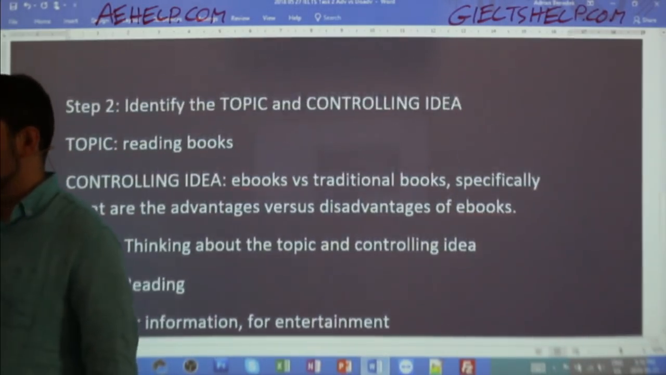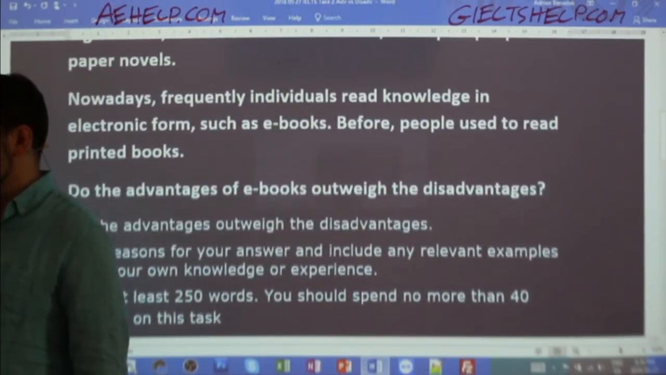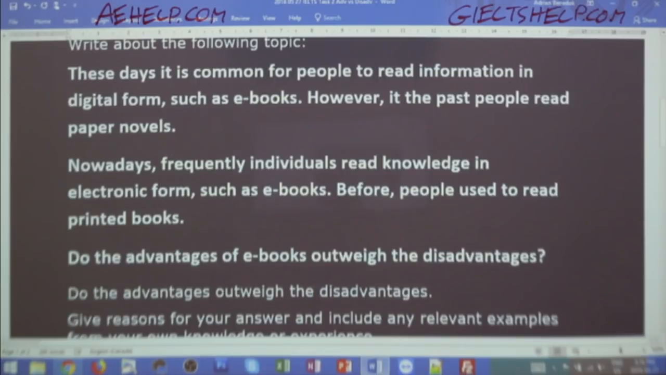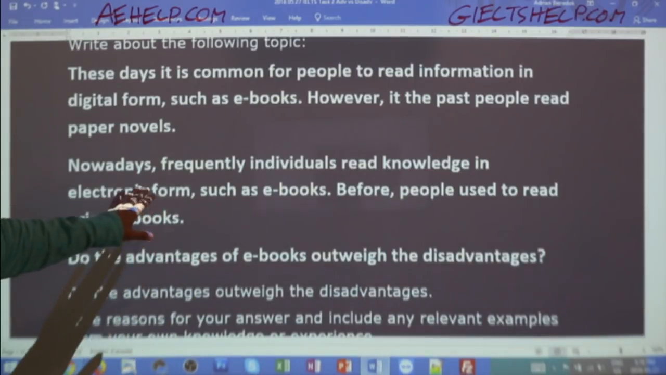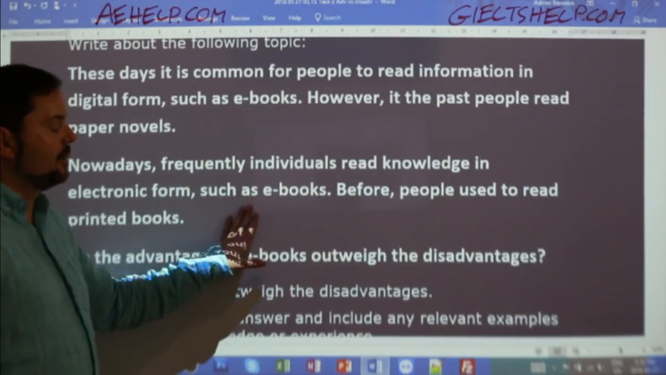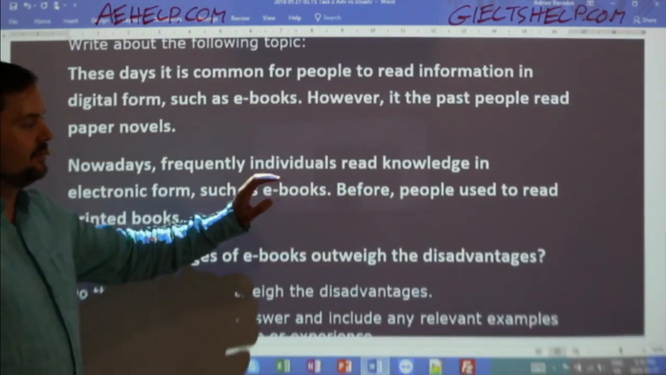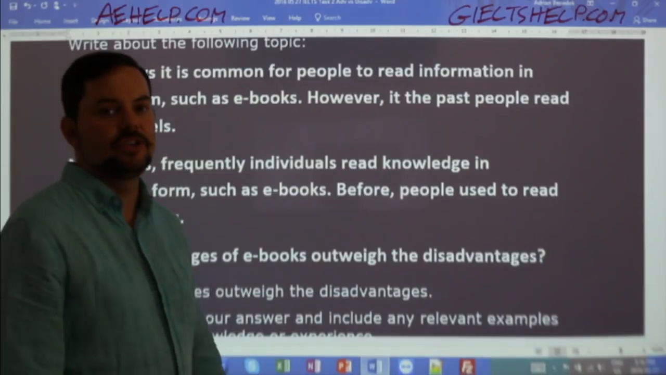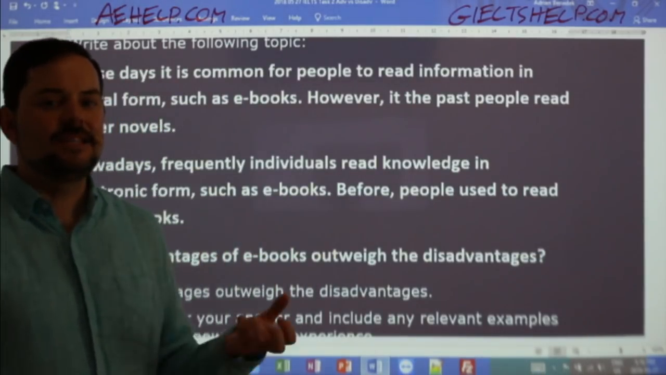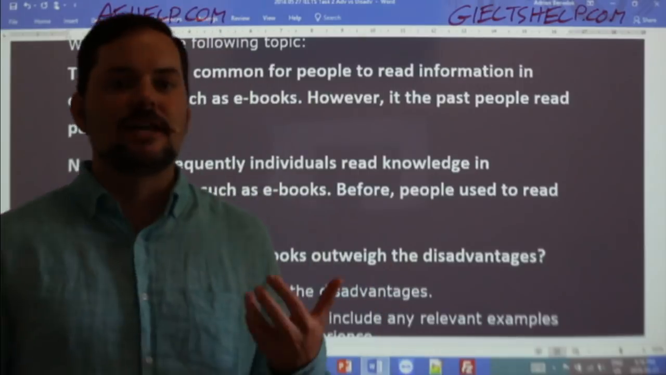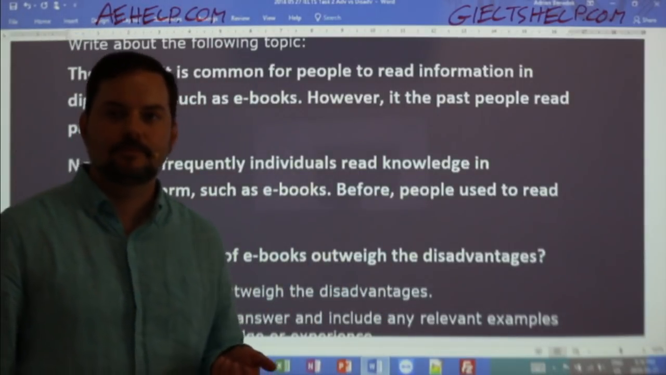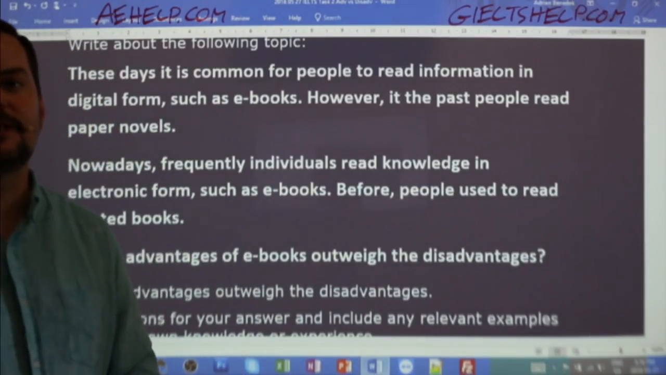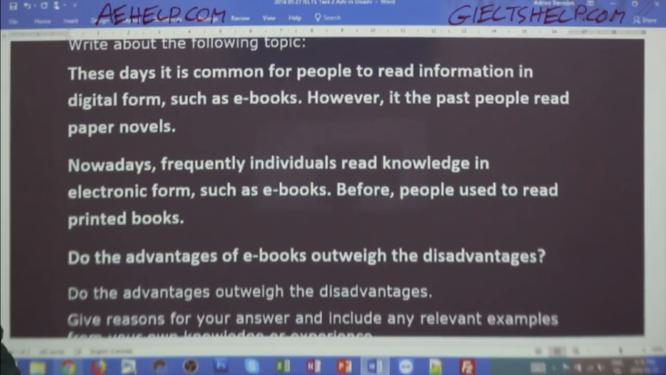For the question, discuss this topic. Do the advantages of ebooks outweigh the disadvantages? So what do you think? Talking about their disadvantages are more than advantages, or advantages outweigh the disadvantages? Which side do you think is easier for the IELTS to get a band score 7 or more? What do you think is the easier choice here? Which side should you choose?